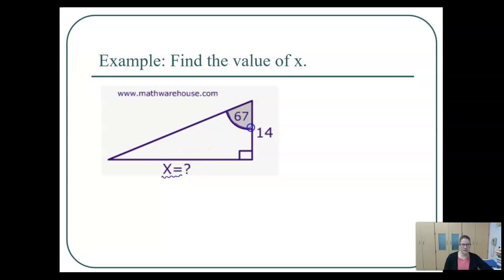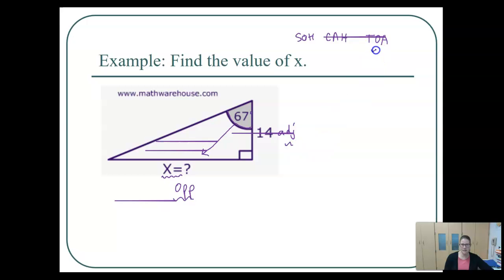This is my reference angle, the 67-degree angle. So I need to find out which two sides I have so that I can decide if I want to use sine, which is opposite over hypotenuse, cosine, which is adjacent over hypotenuse, or tangent, which is opposite over adjacent. So 67 is across from this side, so this would be the opposite side. My hypotenuse is this long one, right? So this is the adjacent side.